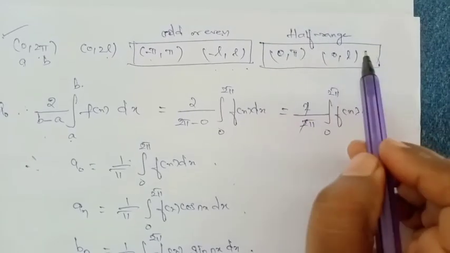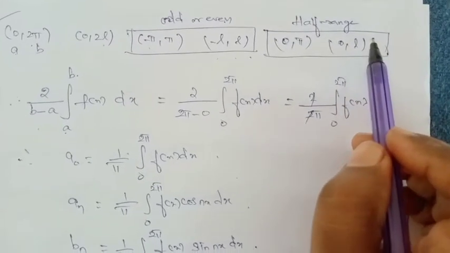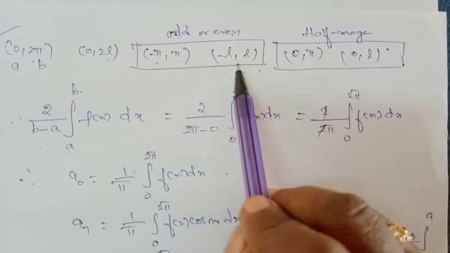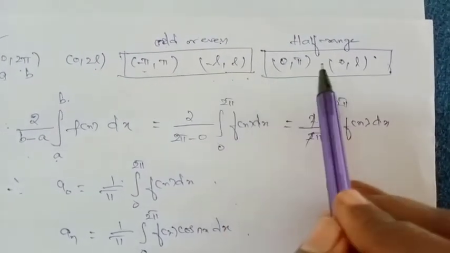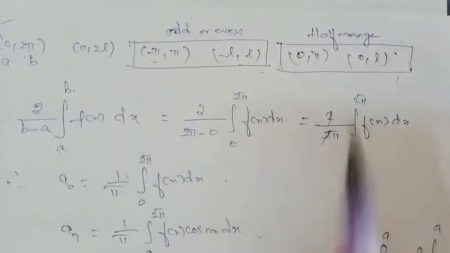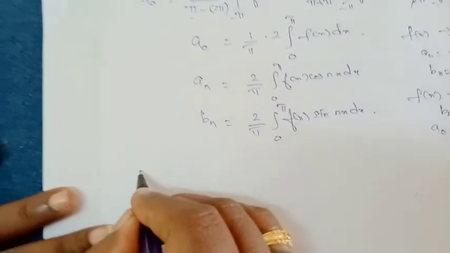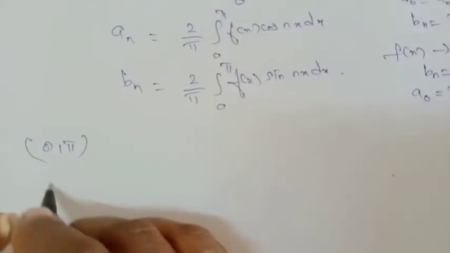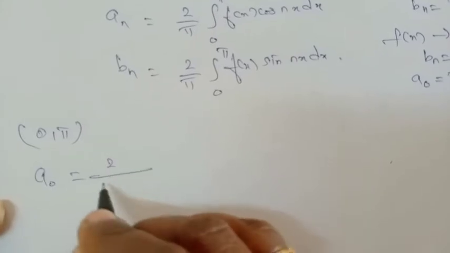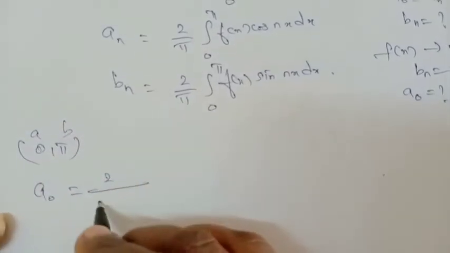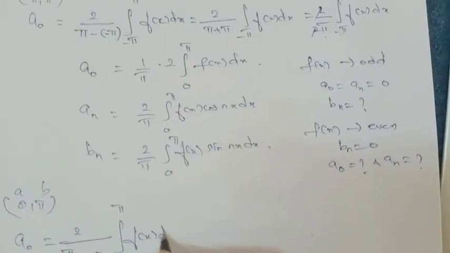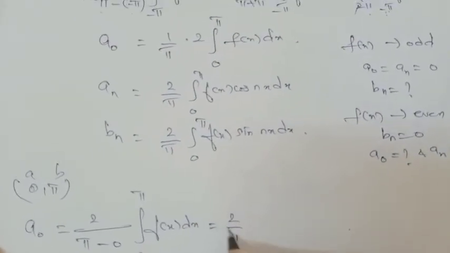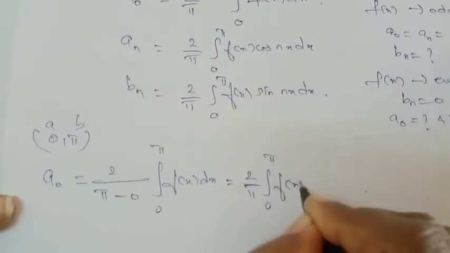Now for half range series, the formula will not differ. So for minus pi, pi and minus l, l, the formula we are using for this type is one and the same for this type also. So if you want, I will check here. See, if you consider 0, pi, here a0 will be 2 by, here this is a and b, so pi minus 0, integral 0 to pi f of x dx. So which is equal to 2 by pi integral 0 to pi f of x dx.